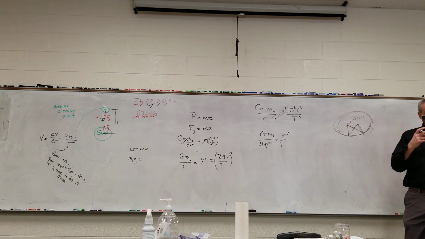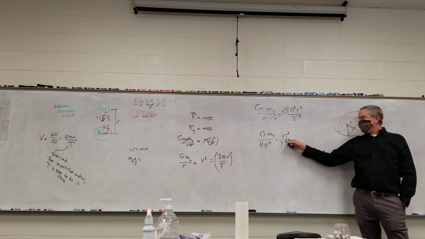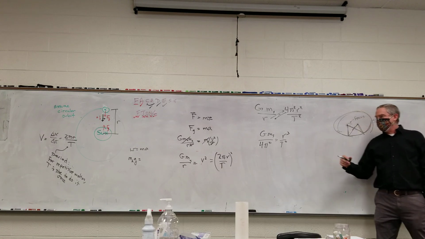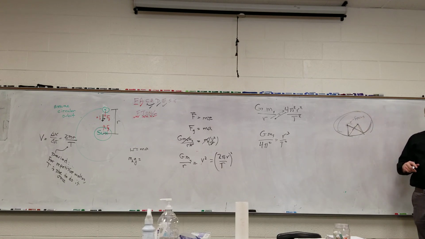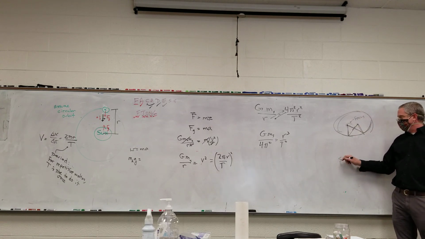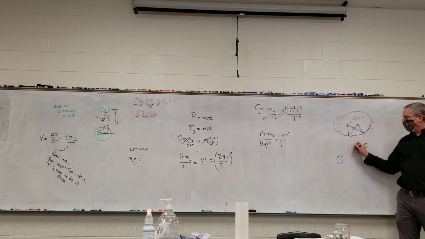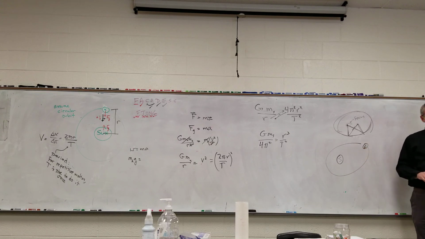That's rule number 1. Rule number 2 is that the average distance cubed over the period squared for any planet in the solar system is a constant. And rule number 3 is equal area in equal time. So if I have my sun right here, and I have the Earth right here, as it goes whipping around the sun, it's exaggerated, the Earth's orbit is almost a circle.